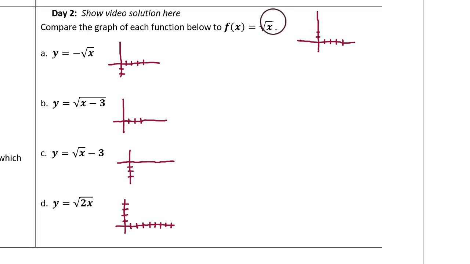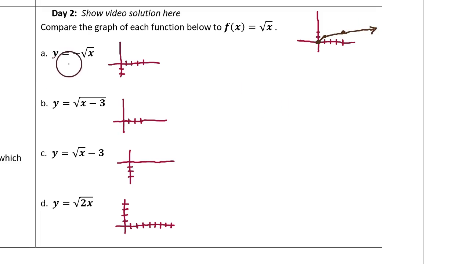So in this function right here, when x is 0, the square root of 0 is 0. So the origin is a dot on the graph. When x is 1, the square root of 1 is 1. So 1 comma 1 is on the graph. When x is 4, the square root of 4 is 2. So 4 comma 2 is on the graph. This is called the square root function, and it has this shape to it.